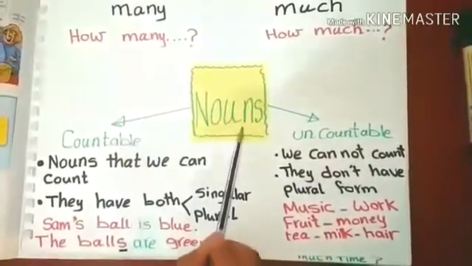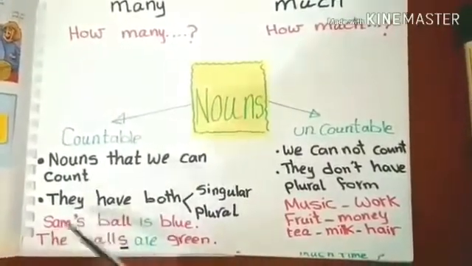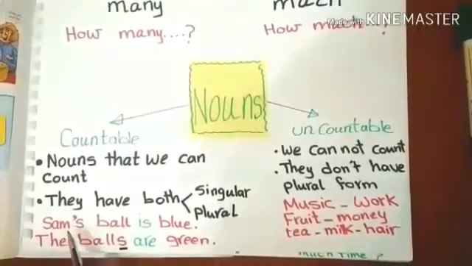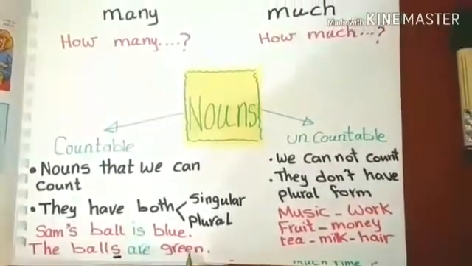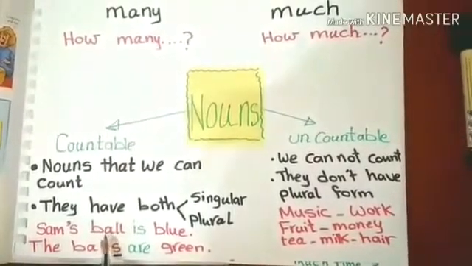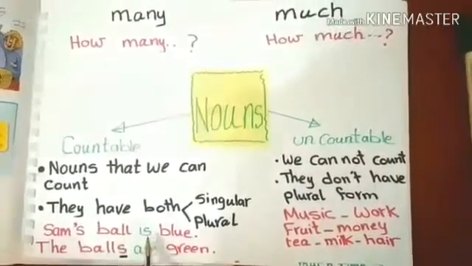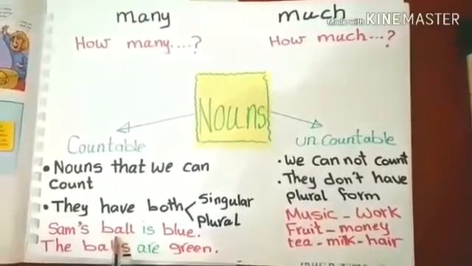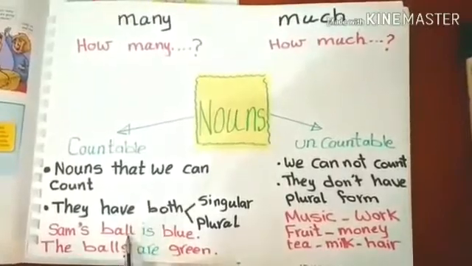First, countable nouns. Countable nouns are nouns that we can count. They have both singular form and plural form. For example, Sam's ball is blue. The balls are green. In this example, the noun ball is singular, not plural. And also the verb here is singular, not plural. What is the meaning of singular? As we said before, it means one item, one ball.